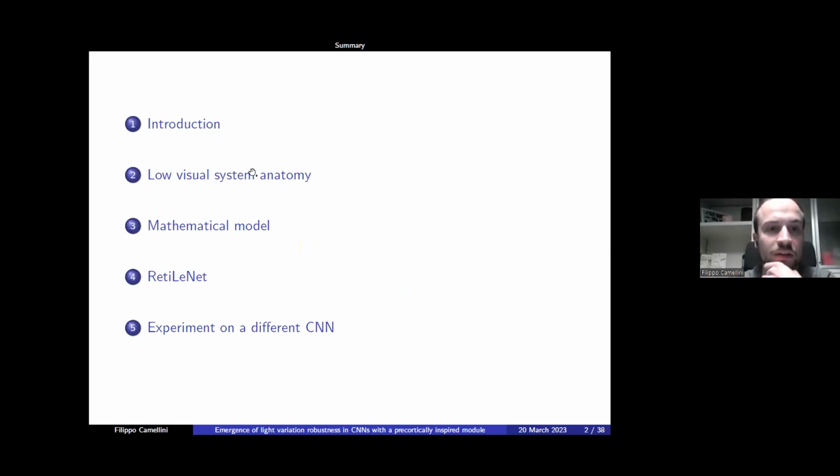I will present a brief introduction, then I will give a presentation of our low visual system from an anatomical point of view, and then I will describe the mathematical model. So we have all the elements in order to link this visual system anatomy with a classical CNN, that is the LeNet-5, and in order to introduce a module, a sort of preprocessing module made by three convolutional layers that adds robustness against the light variation. And then at the end, I tried to implement this preprocessing module to the CNN that Ferdinando presented to us during our lessons.